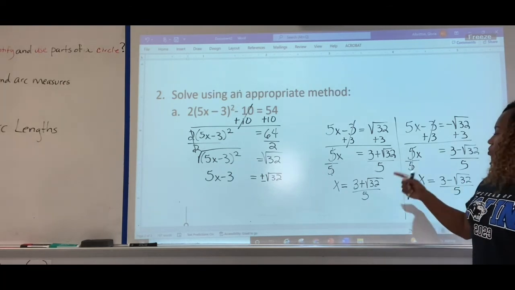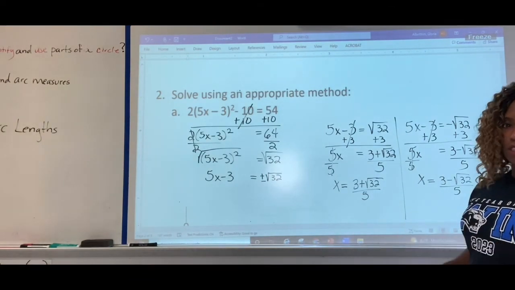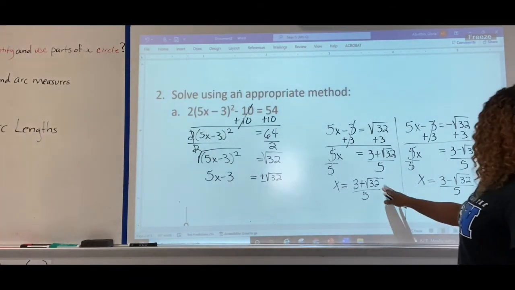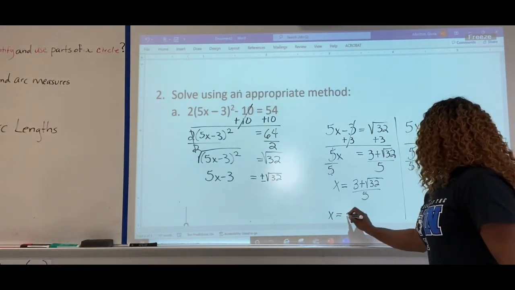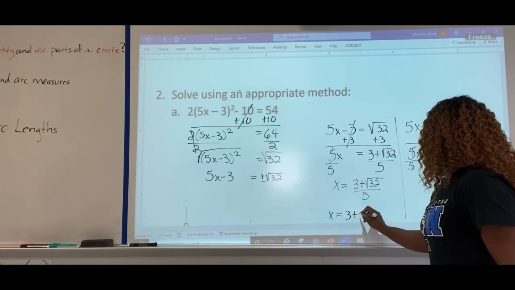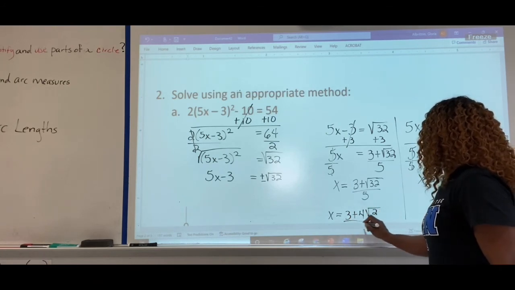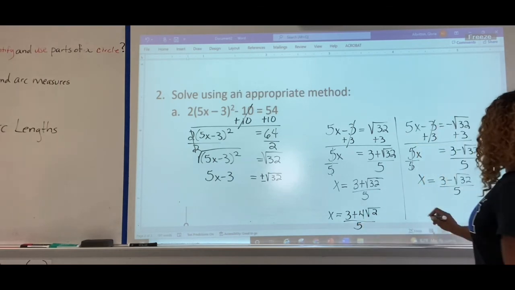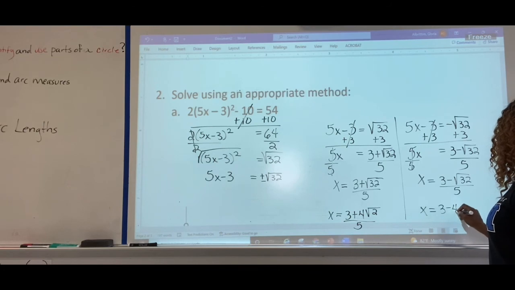And if you simplified your square root of 32, which you can do because sometimes the answer choices will require that, then you may have gotten, this is an alternate answer, x is equal to 3 plus 4 radical 2 over 5, and x is equal to 3 minus 4 radical 2 over 5.